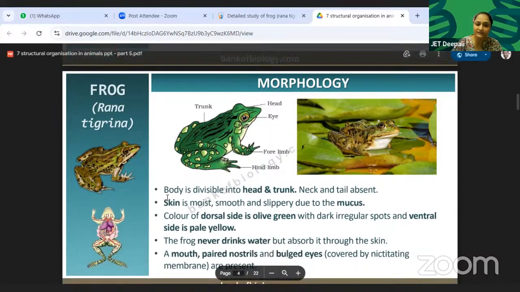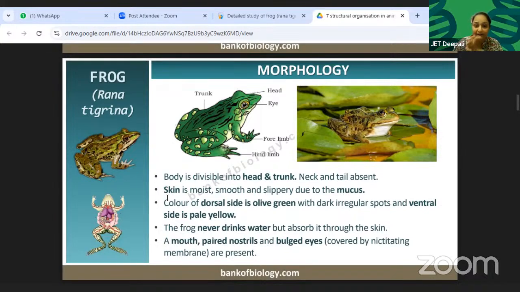Skin is moist, smooth, and slippery due to the mucus, and they need this moist skin because they are having cutaneous respiration. What is cutaneous respiration? Respiration through the skin. Color of dorsal side is olive green with dark irregular spots, and ventral side is pale yellow. The frog never drinks water but absorbs it through the skin. See, this is an exception. Frog is never drinking water. But to maintain the water level, he is absorbing water through the skin. So the skin of frog is doing so many functions: respiration, taking the water, maintaining the water level inside the body.